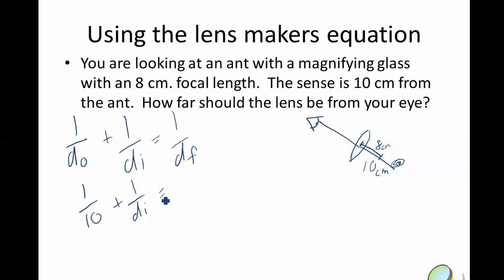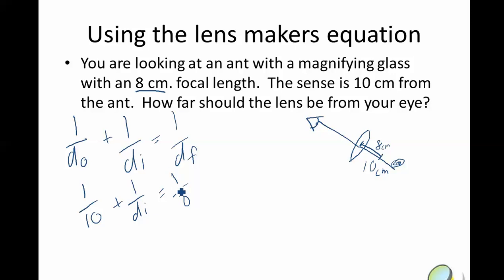That equals 1 over d sub f. So 1 divided by d sub f. That's the distance between the lens and the focal point. In this case, you can't see the focal point, but it said that it's 8 centimeters. It told you that in the problem. So 1 over 8. Now from this point forward, it just becomes an algebra problem.